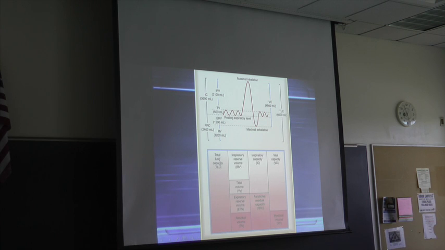Total lung capacity is all the air that's possible in your lungs. When you take the deepest breath possible, you are at total lung capacity, meaning that's the maximum amount of air that your lungs can hold. And that's broken up into 4 different volumes. Let's start with your tidal volume, the air that you breathe in and out of your lungs.